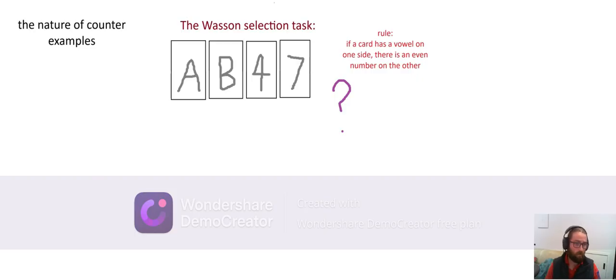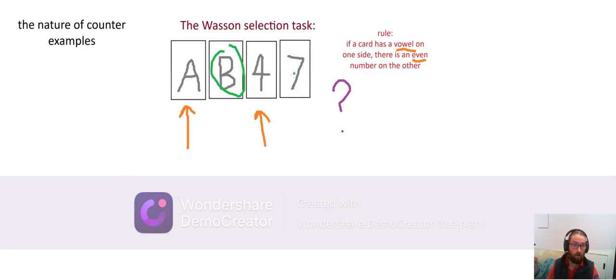So I'll start with the most common wrong answer. A lot of people say, well, the question is about vowels and even numbers. So it feels very intuitive to say, I'm going to check A and 4. I'll flip those over, and as long as they fit the rule, then the rule has been followed, and I shouldn't really care about B or 7 because they're not part of the statement. These aren't vowels and they're not even.